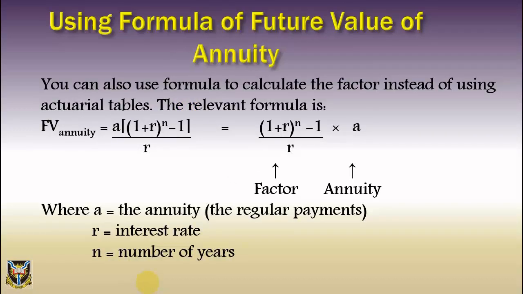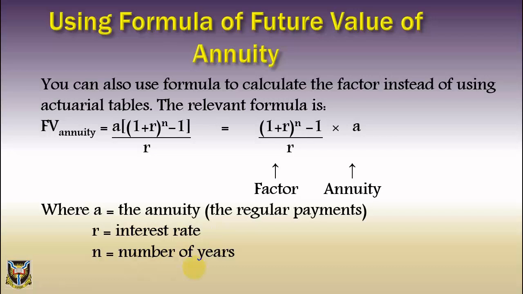FV annuity is equal to A[((1 + R)^n − 1) / R], which is equal to ((1 + R)^n − 1) / R, the factor, times A, the annuity, where A is the annuity, the regular payment, R is equal to interest rate, N is equal to number of years.